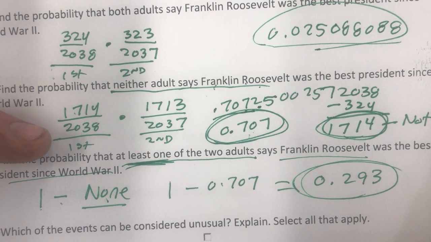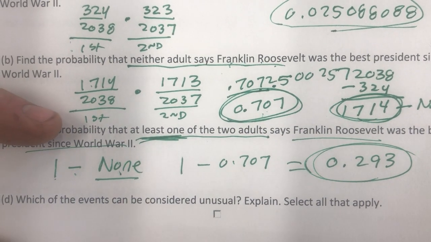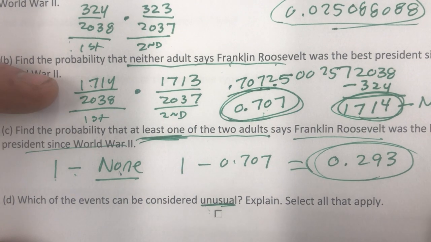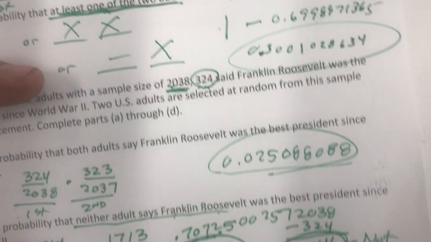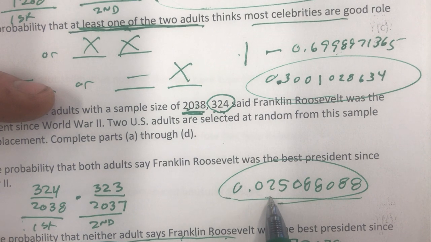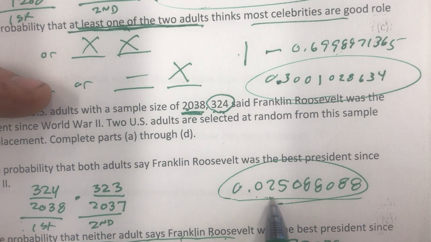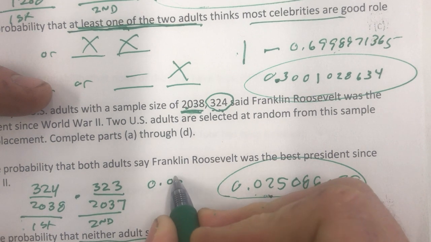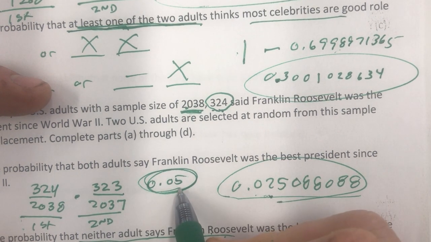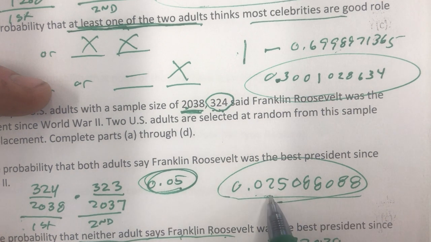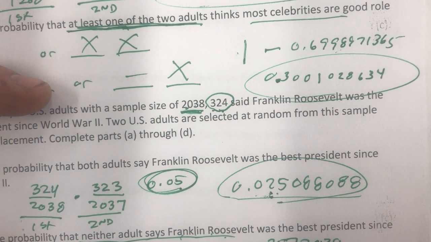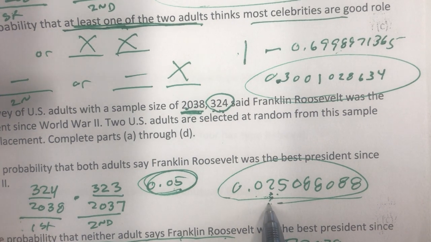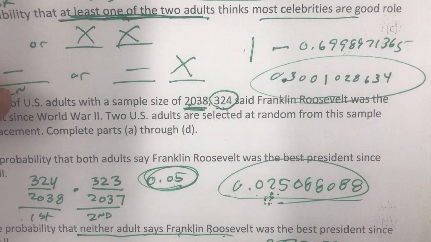All right. Now, part D down here says, which of these events can be considered unusual? Can any of these be considered unusual? I would say this one right here would be considered unusual because, see, it's close to 0. Anytime you got 0.05, you're less than this right here. See, this would be 5%. If you're less than that, which this is like 2%, 2.5%, that's considered unusual. And so that's what you have here. This one would be considered unusual.